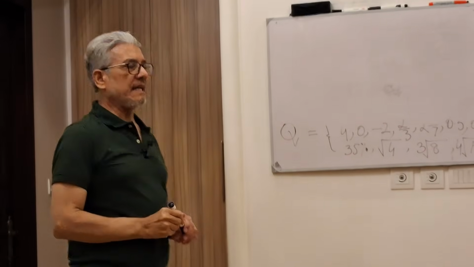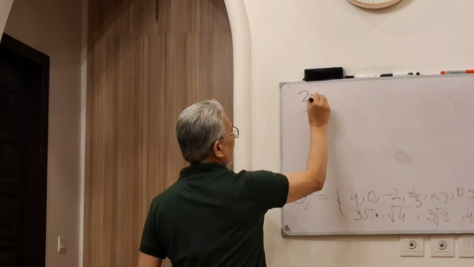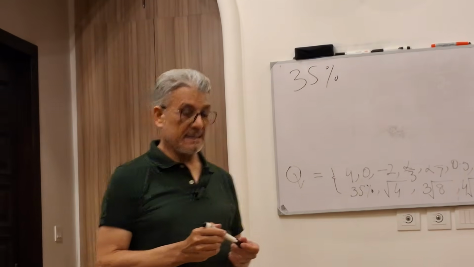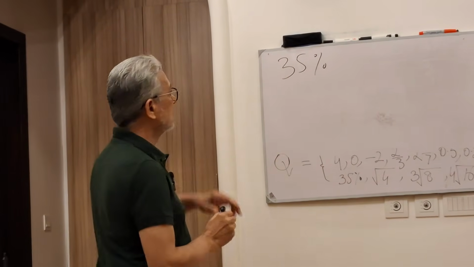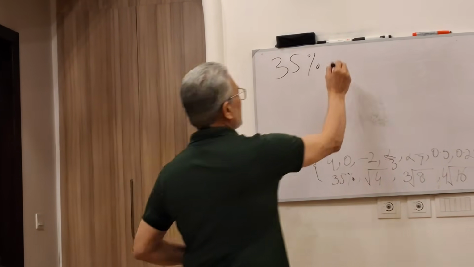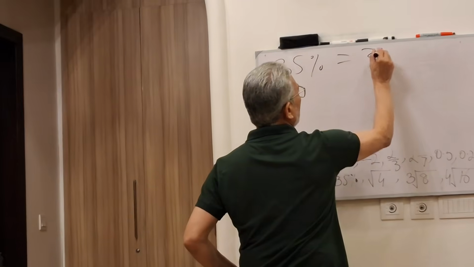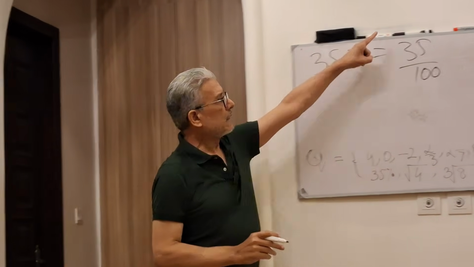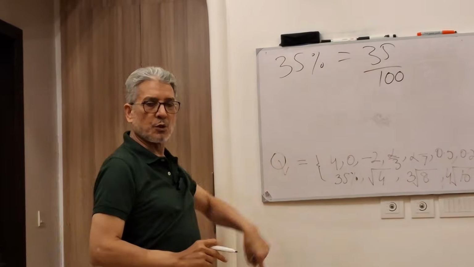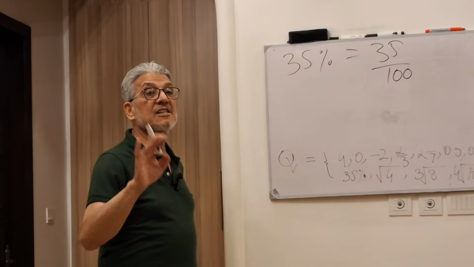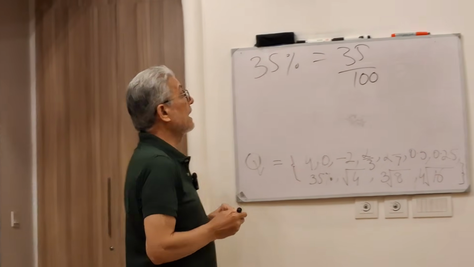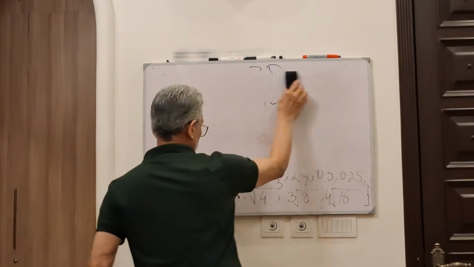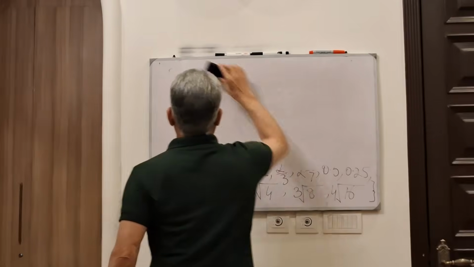What about percentage? If I write 35%, is it a rational number? Yes, it is a rational number, because what is 35%? 35% is equal to 35 over 100. This is 35%. So this is a fraction. So percentages are also fractions. They are also rational numbers because they are fractions.